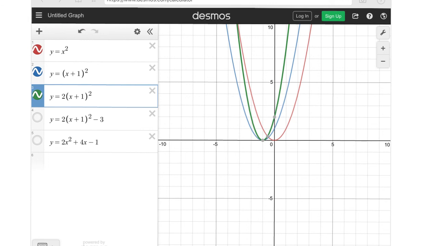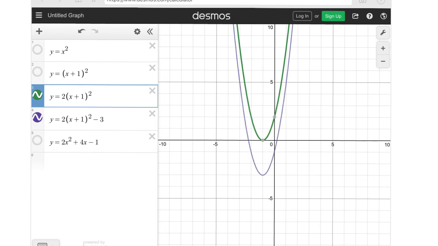Now it's getting a wee bit congested, so I'm going to get rid of the previous one. Then we're going to do 2 upon x plus 1 squared minus 3, which is going to translate the green one down by 3. So we've got a minimum point of minus 1, 0. It should be translated down to minus 1, minus 3. The point 0, 2 will be mapped down to 0, minus 1, if we've done it correctly. And we can see that that's true, so it's been translated down by 3.